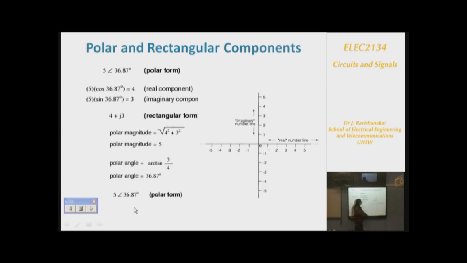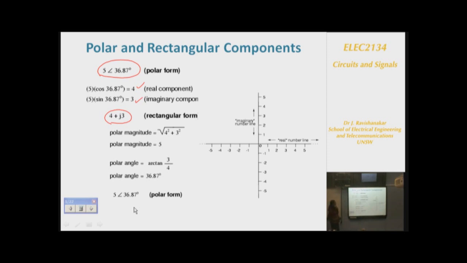Just a small example here. We have a polar form 5 at an angle of 36.87 degrees. We want to convert that into, say, rectangular form. So how do you convert that into rectangular form? 5 cos theta plus j 5 sin theta. So 5 cos of this angle is 4, the real component, 5 sin of this angle is 3, the imaginary component. So we have 4 plus j3.